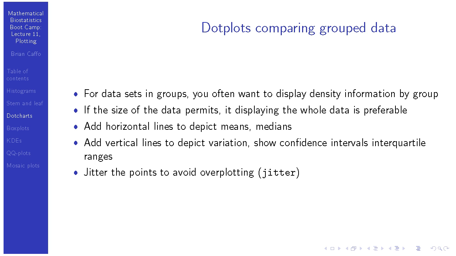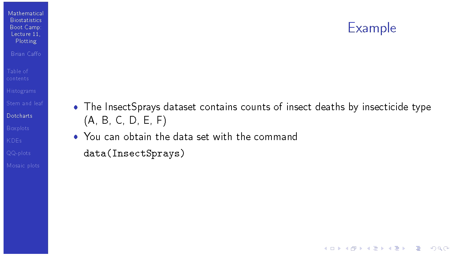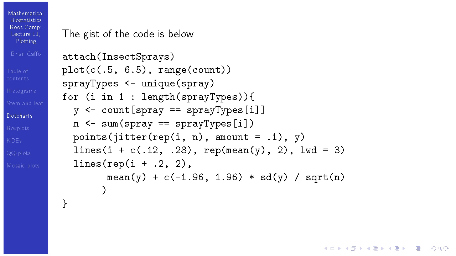So let me give you an example. The insect sprays data set is a rather morbid data set that contains counts of insect deaths by insecticides, 6 insecticides labeled A, B, C, D, E, and F. Unless it's mosquitoes, then they deserve what they got. You can obtain this data set with the command data(InsectSprays). Then I give you the code for actually creating this plot there. Maybe some of the fancier parts of the plots I omitted here, but this is the basic gist of how I created the plot. If you can generate better code to do this, I'd love to see it.